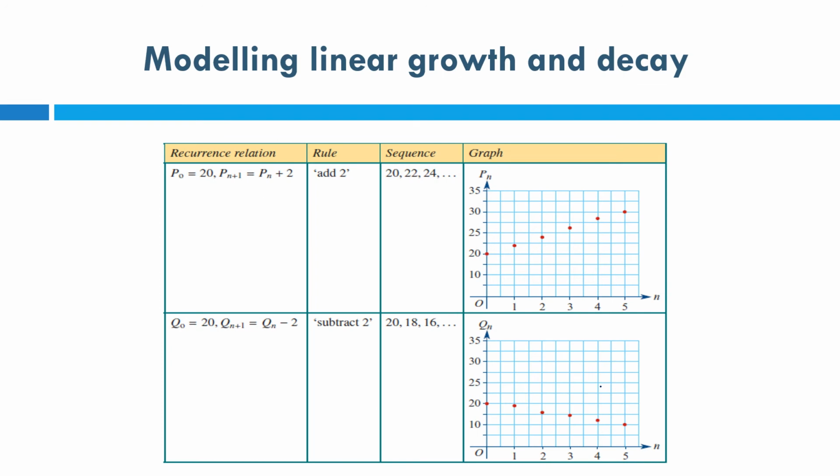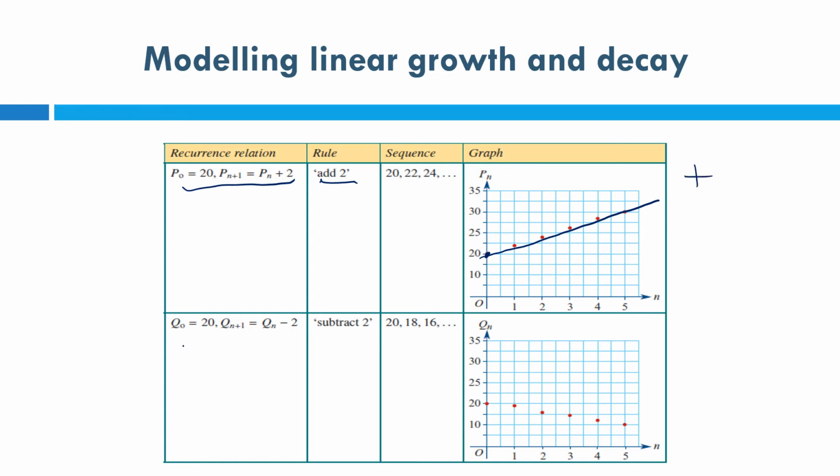So there's our first recurrence relation there. We're adding 2 every time, so 20, 22, 24, and you can see our initial starting point was here. See, 0 is at 20, then 1 goes to 22, then 2 to 24, and so on and so forth, and you can see that straight line increasing that way. That's leaning to the right, so it's a positive gradient.